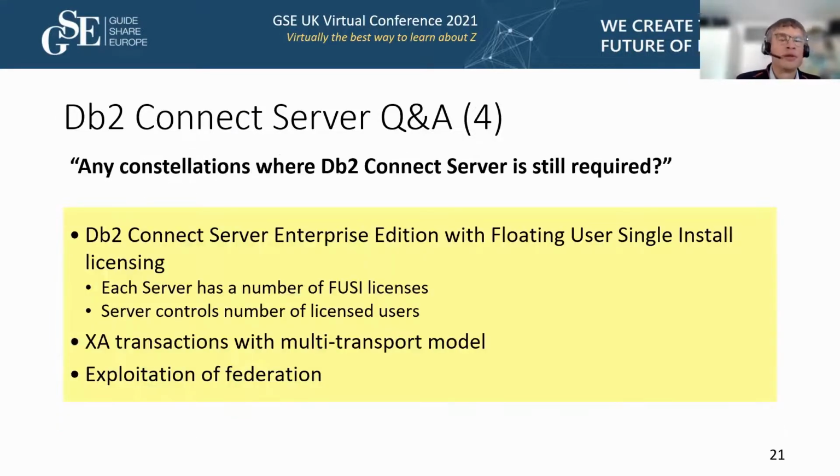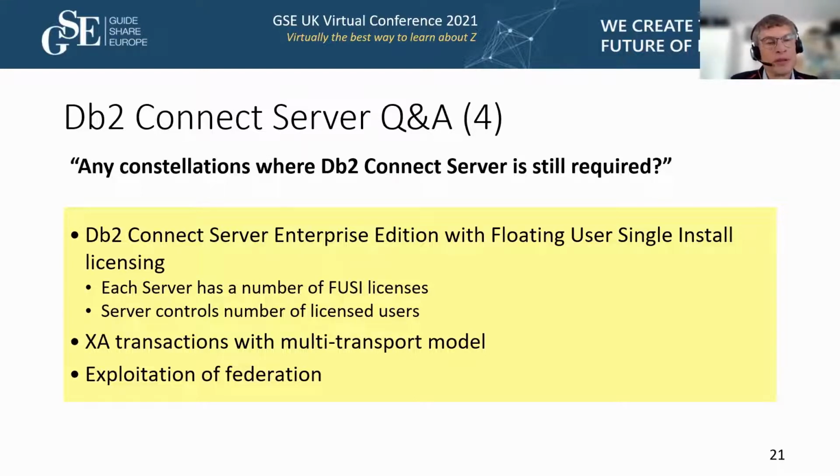But there are still some very specific constellations where Db2 Connect server is still required, and that's perhaps the reason why it is still used and still supported by IBM. That is also true. As I mentioned at the beginning, there were a couple of licensing models, and one of these models is the Enterprise Edition with floating user single install, also named FUSI. This option requires one instance of control that checks how many connections are active against the number of installed licenses or users for which licenses are installed. This is currently done by Db2 Connect server. So yes, if you have this license, you still need Db2 Connect server to control the number of users.